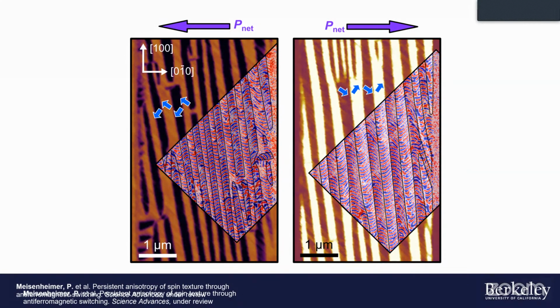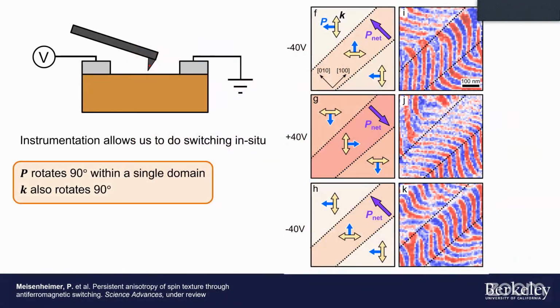If we're doing a 90-degree rotation of the polarization, we would expect a 90-degree rotation of the magnetization. And this obeys all the same symmetries and the anisotropies that we were just talking about.